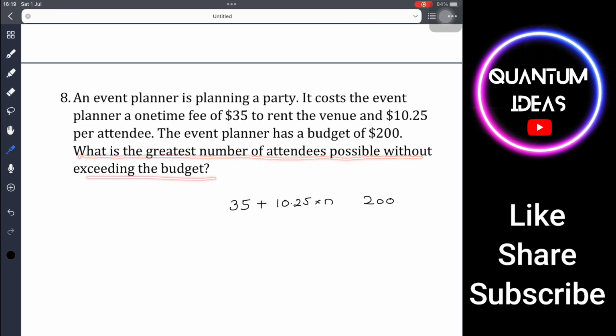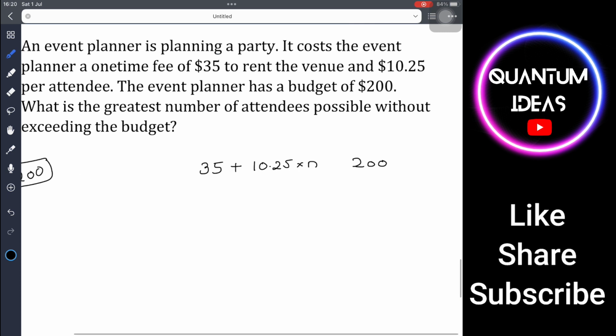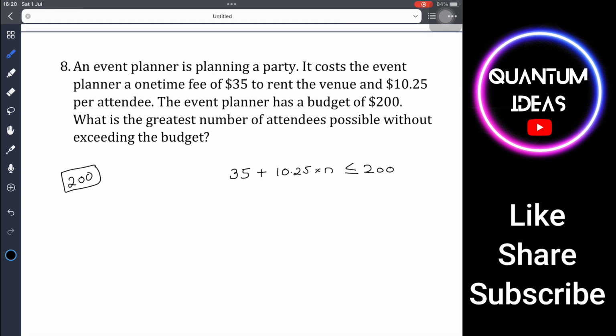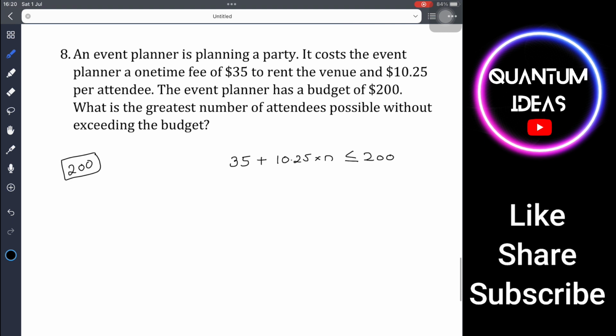So without exceeding the budget is the key here. The budget should not exceed 200, which means there is a limitation. It is an inequality, so we have to solve this in terms of inequality. The total cost will always be less than or equal to 200. The budget should not be exceeded, so we use less than or equal to 200. Now we have to solve this inequality and find the value of n.